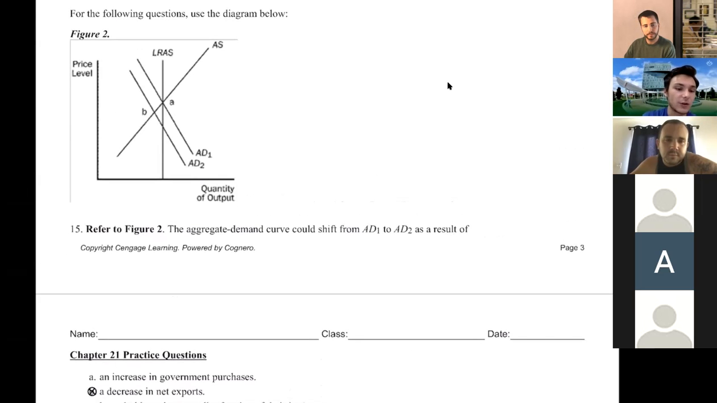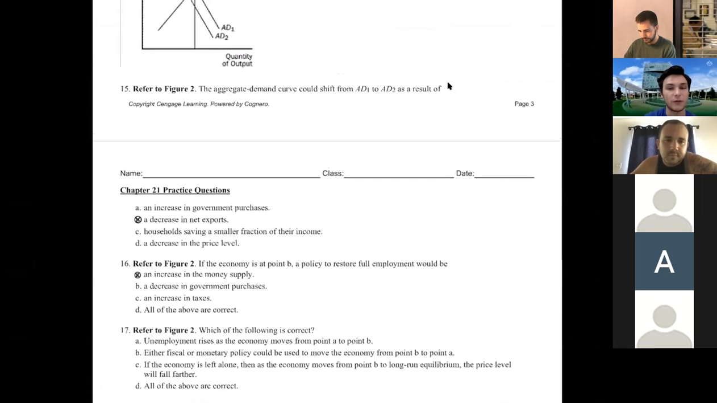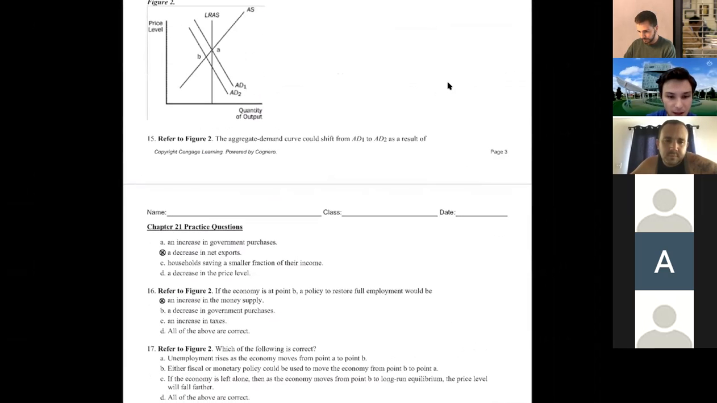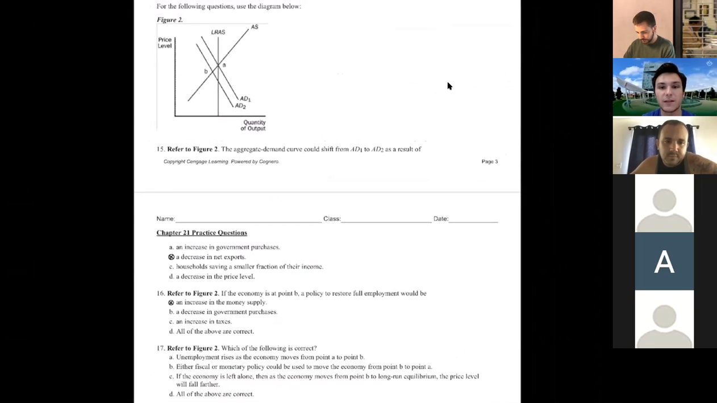Now, if you go down into number 17, the question says, which of the following is correct? There's a couple on there where it says unemployment rises as the economy moves from A to B. I mean, of course it does. If aggregate demand decreases, then there's not as many people buying goods and services, so firms' profits obviously drop. People are going to have to be laid off. A is definitely correct.